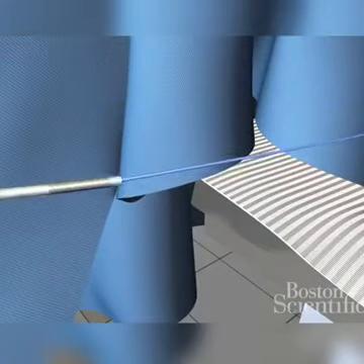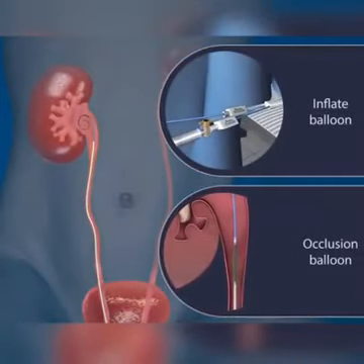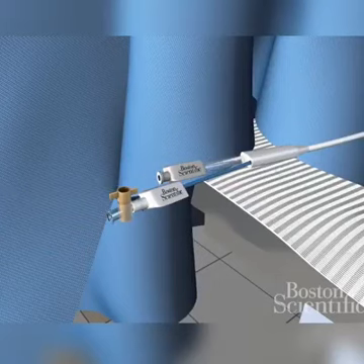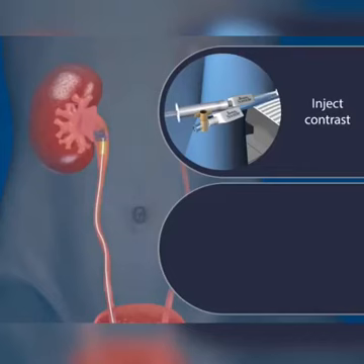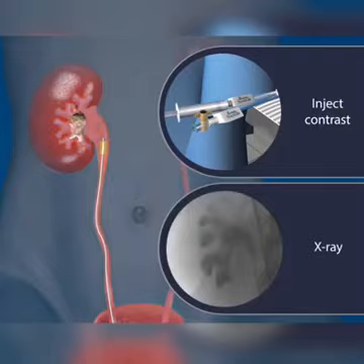Slide the occlusion balloon over the guide wire up to the ureteropelvic junction. Inflate the balloon through the Luer lock connector. Remove the guide wire. Inject contrast material to confirm the location of the balloon and its occlusion of the ureter.